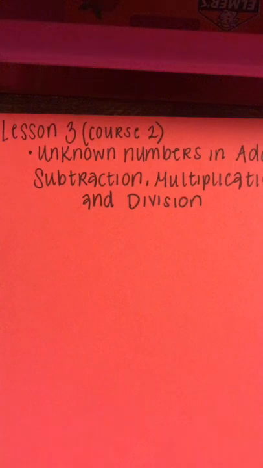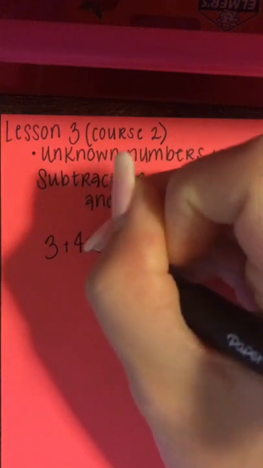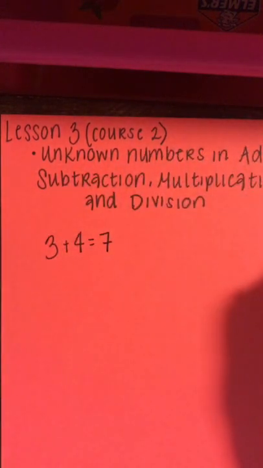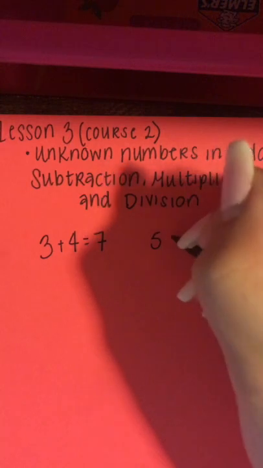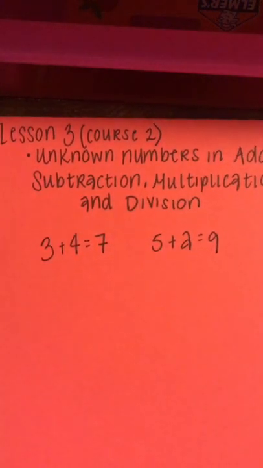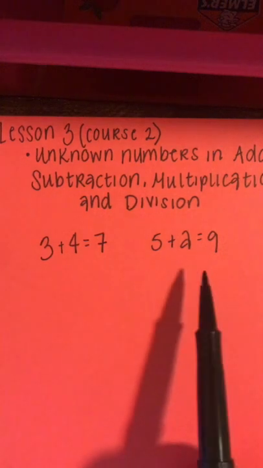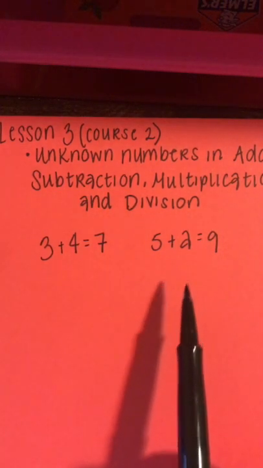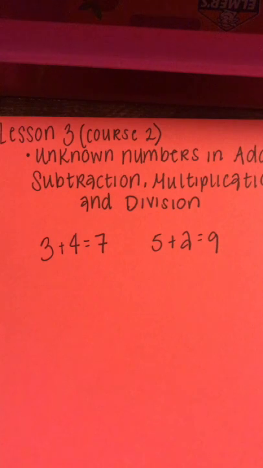So here we have two equations. We have 3 plus 4 equals 7. And we also have 5 plus a equals 9. So we see that this equation here on the right contains a variable. So in this lesson, we're going to practice with finding the value of variables in addition, subtraction, multiplication, and division.